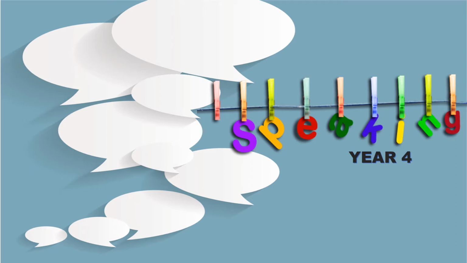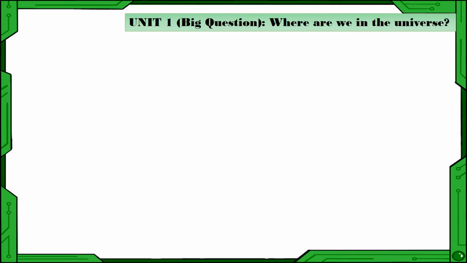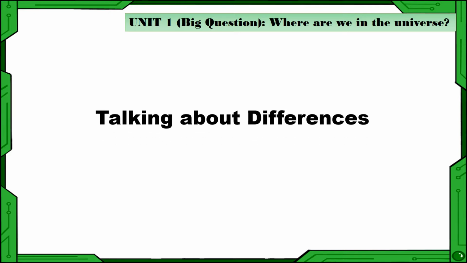Our lesson in speaking for this week is Unit 1 of your Oxford student book with a big question, where are we in the universe? Specifically about talking about differences. Now, before we will be able to talk about it, we first need to understand what differences are.